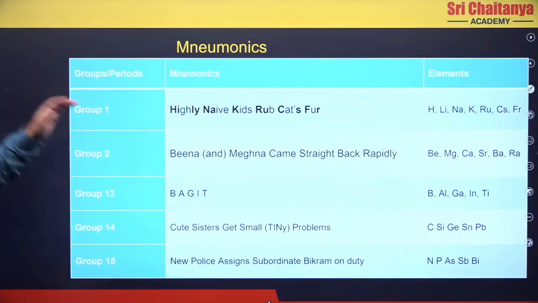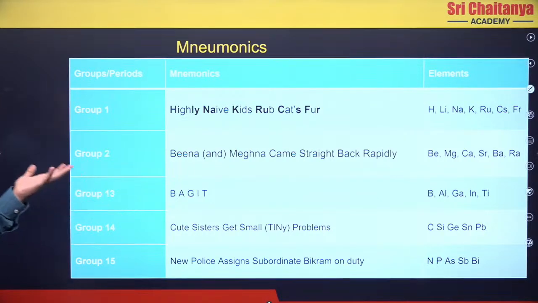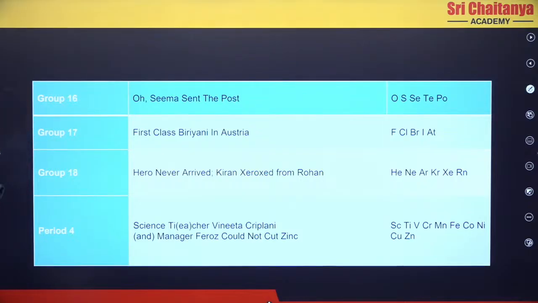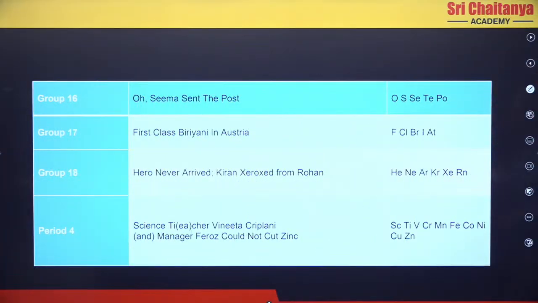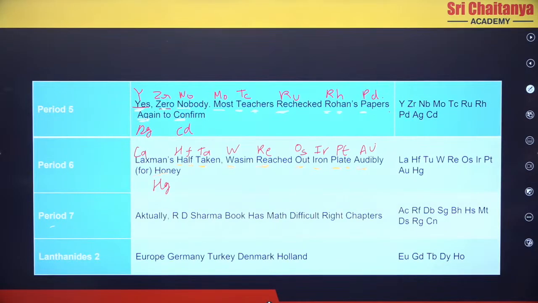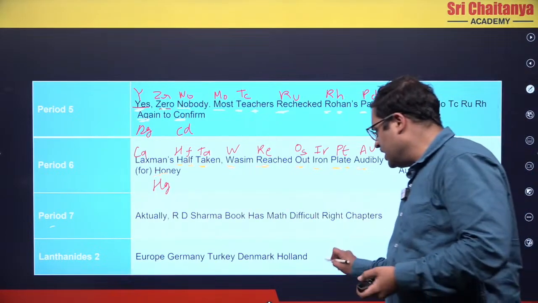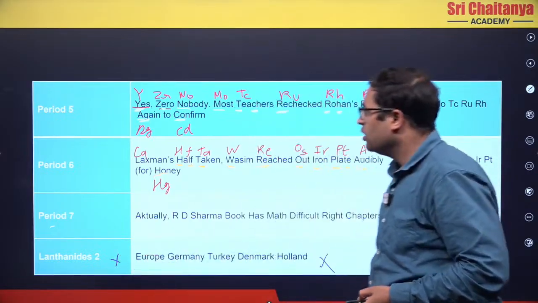These are mnemonics which I have just written down. You can pause for a while, note them down, right? For group 1, group 2, group 13, 14, 15, group 16, 17, 18. I'm going out of the screen specifically for you to get this written. Period 5, we discussed. Period 6, period 7. Lanthanides, for now, just leave it. You don't need this, right?